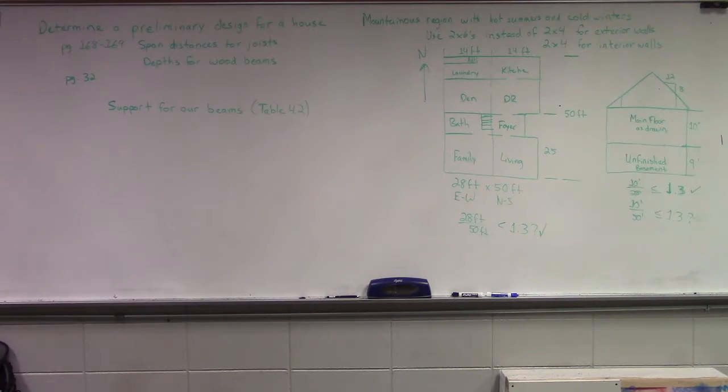So what is our approximate depth for our wood beams? What are we looking for as our span? For a 6 inch beam, the span is less than or equal to 9 feet. So we need a bigger span than that, obviously. 14 feet is what we're looking for, right? Yeah. Okay.